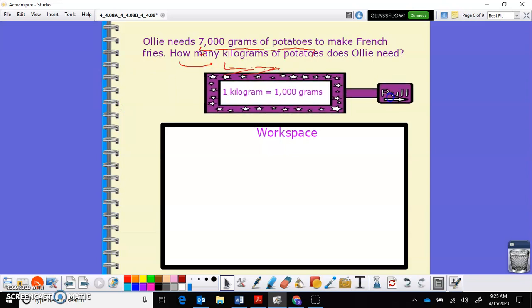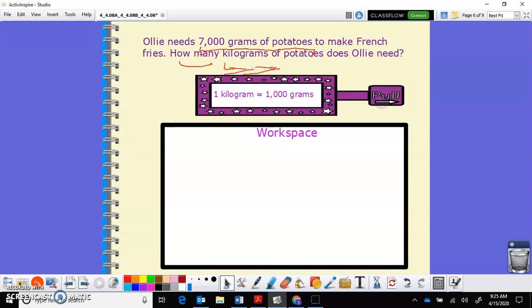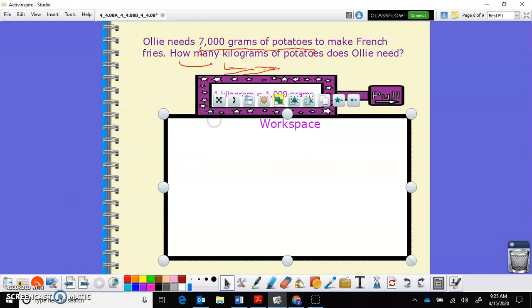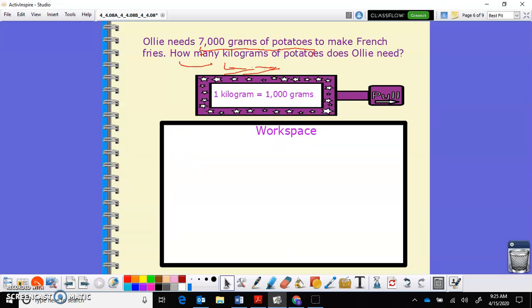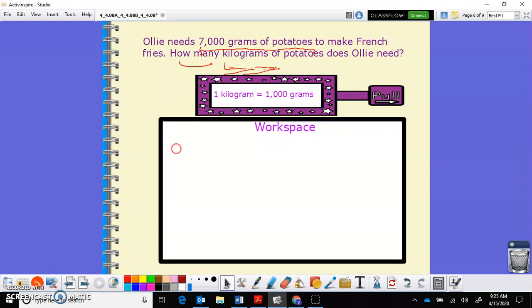So we technically would divide, but I'm going to show you how to switch it around so that we have the bigger unit on the other side. And we're waiting till we get to the 7,000. So we see here that 1 kilogram is equal to 1,000 grams. So I'm going to draw my input-output table.